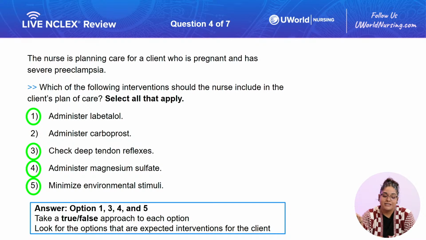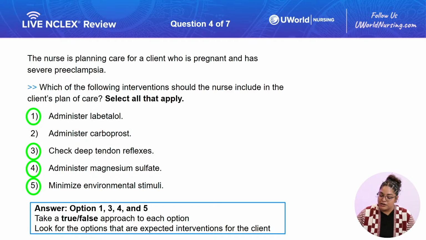In severe cases, the clients will be induced or delivered via C-section, and they'll actually maintain that magnesium sulfate for 24 hours after delivery. And option 5 is going to be correct. We want to minimize environmental stimuli to help prevent seizure activity. Great job. Let's see, any questions?